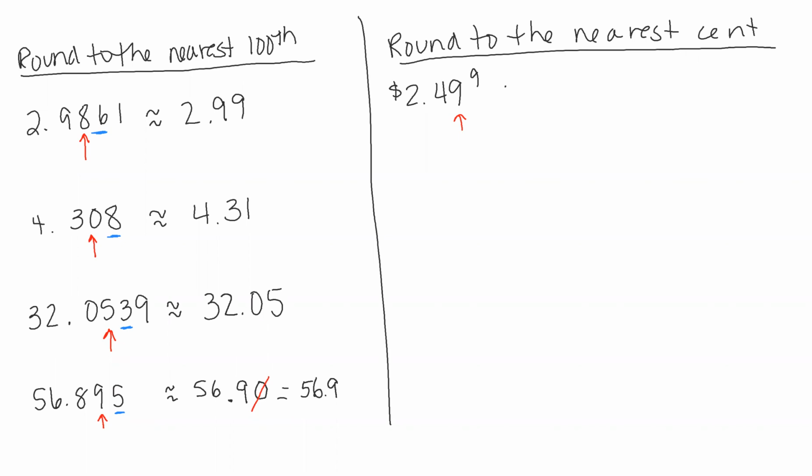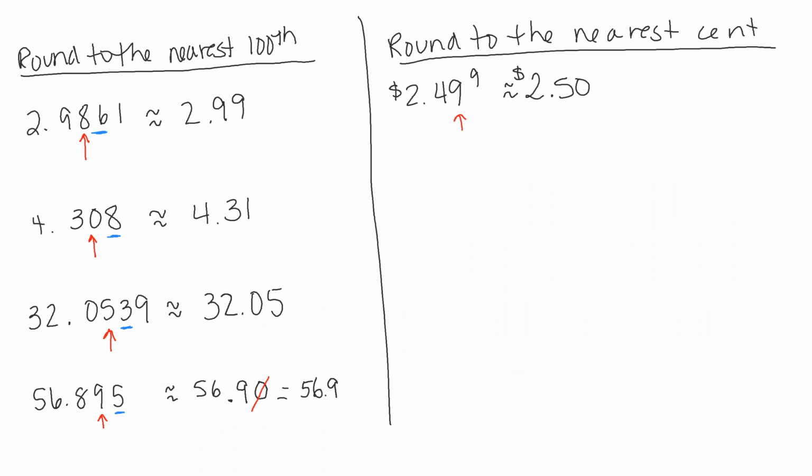So I add 1 to the 9, okay? That makes it 10, so I keep the 0. I carry the 1 to the 4. 4 plus 1 is 5. And then I keep everything before the decimal as is.